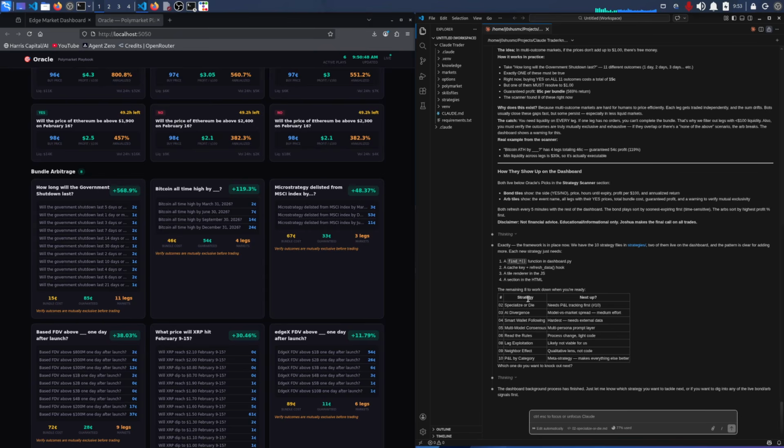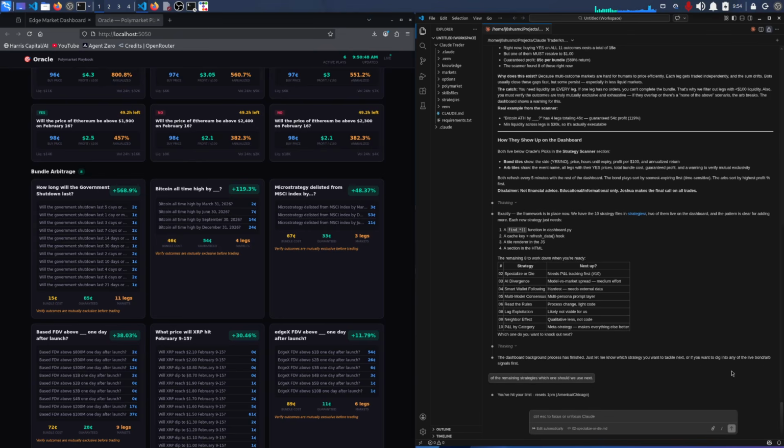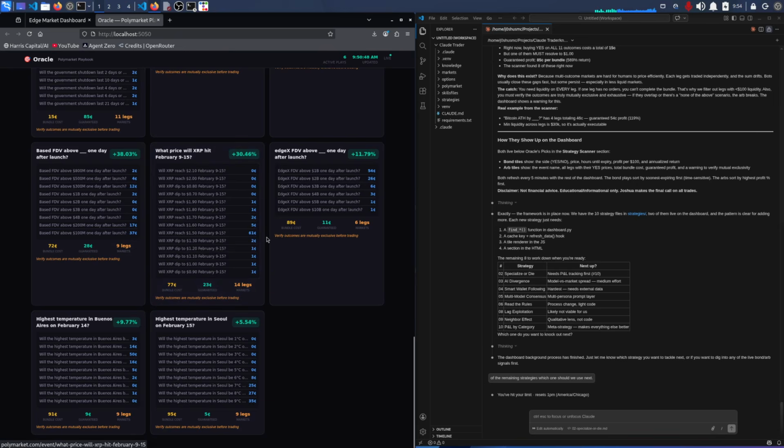Of the remaining strategies, which one should we use next? Well, dang it. I guess that's going to wrap it up for today. I hit my limit and cannot continue until 1 o'clock. So I guess I'll go bowling.